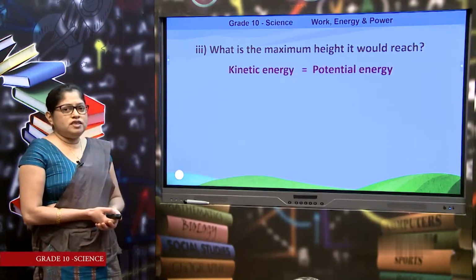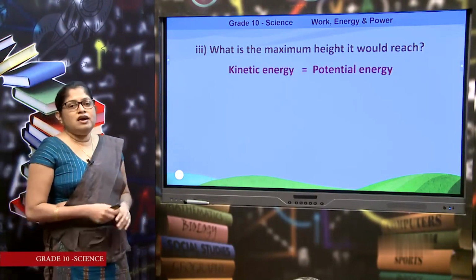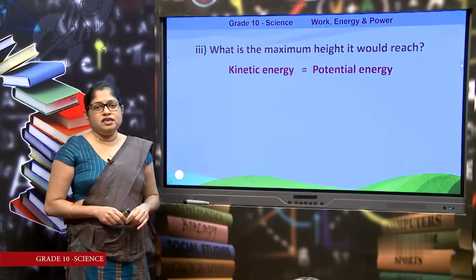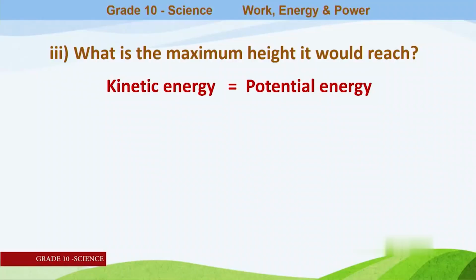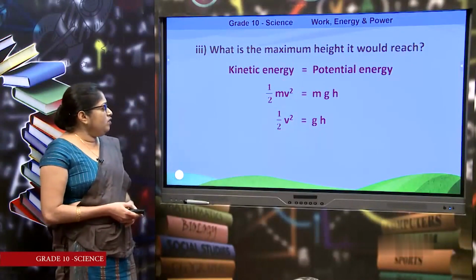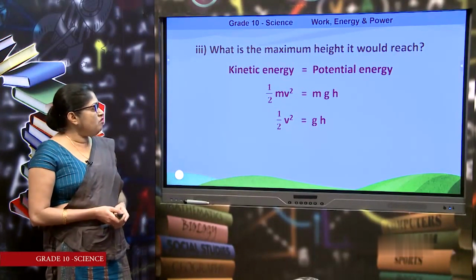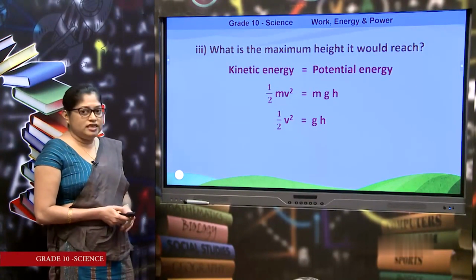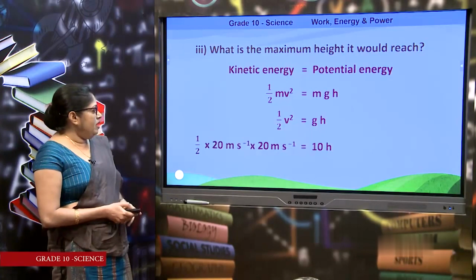So when the object is moving vertically upwards, kinetic energy of this object is converted into potential energy. At the highest point, kinetic energy is equal to potential energy. So that you can write equations for kinetic energy and potential energy, then apply values. Before that, these two m's are cancelling off, and then you will get equation half v squared equals gh. Now you can apply values.